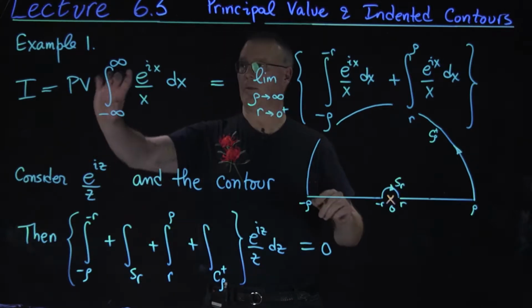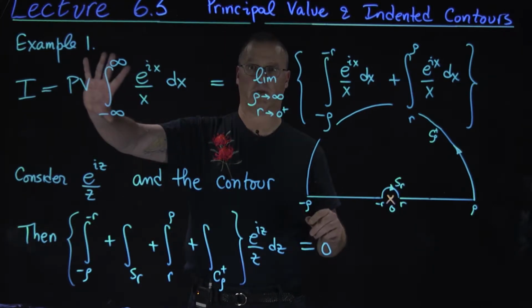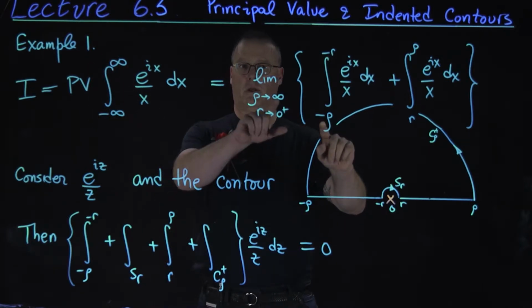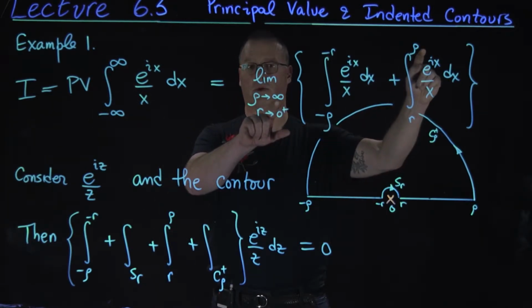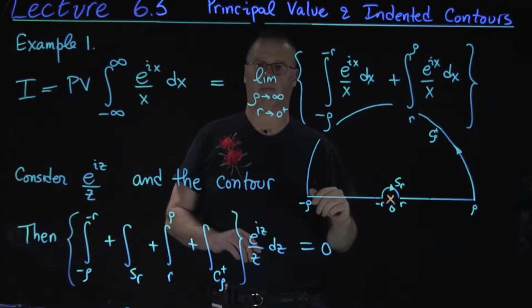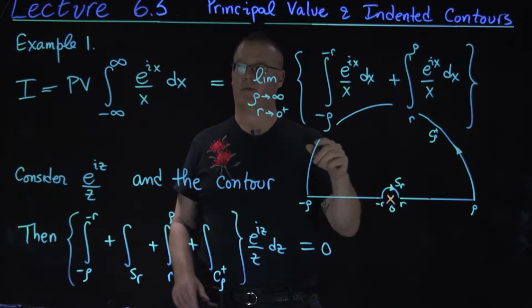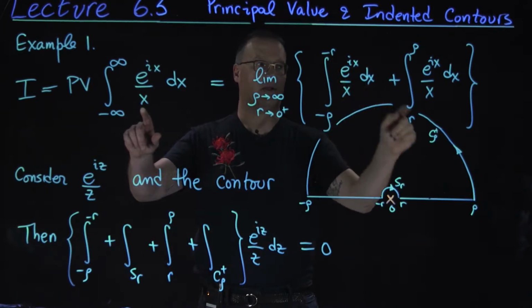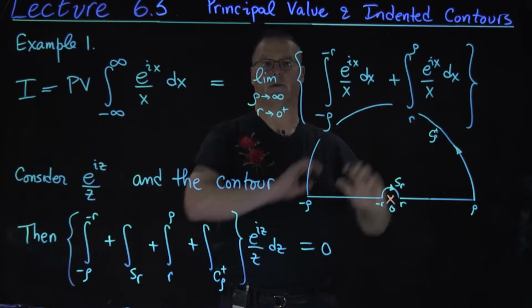One is the limits have to go off to plus and minus infinity symmetrically. So we're going to have a minus rho going to infinity and a plus rho going to infinity, and they're going to go off to infinity at the same rate. So we're going to have symmetry there. And about the singularity at x equals 0, we're going to have minus r and plus r. Just ignore the contour for the moment.